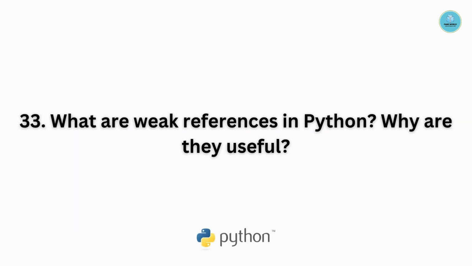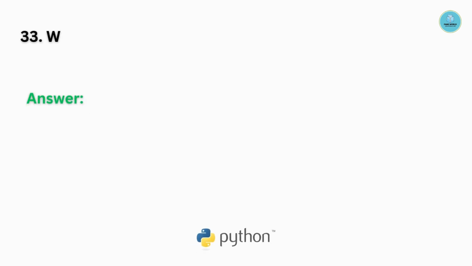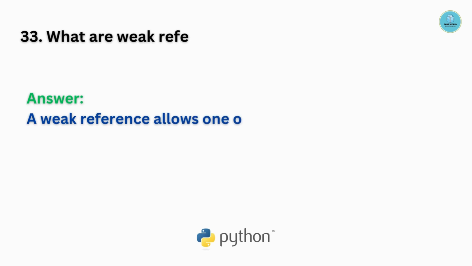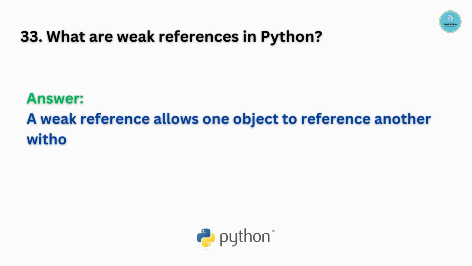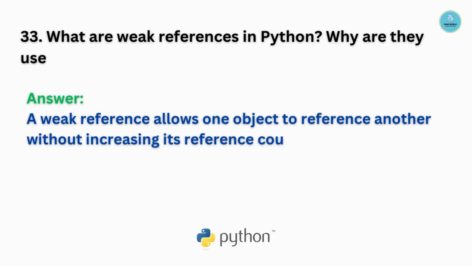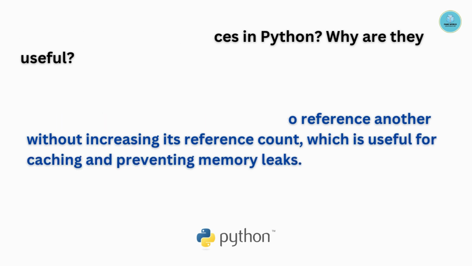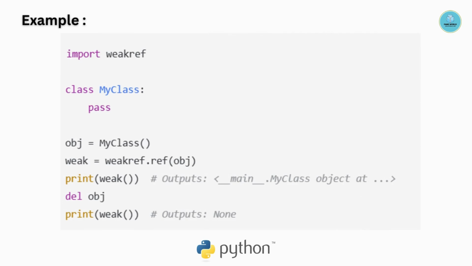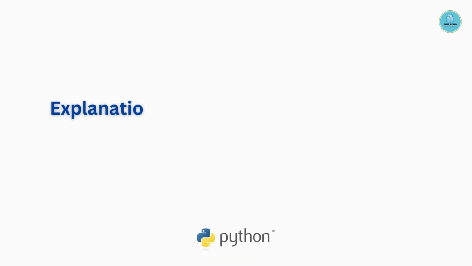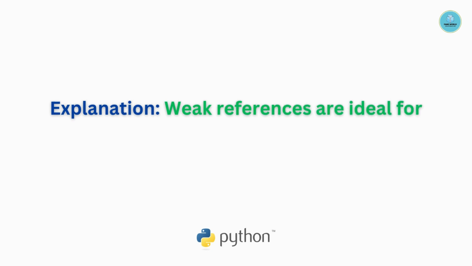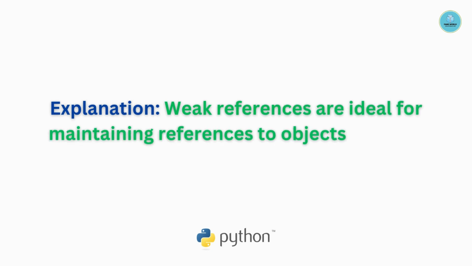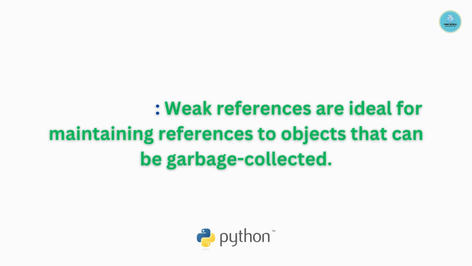Question number 33. What are weak references in Python? Why are they useful? A weak reference allows one object to reference another without increasing its reference count, which is useful for caching and preventing memory leaks. Example is as follows. Weak references are ideal for maintaining references to objects that can be garbage collected.